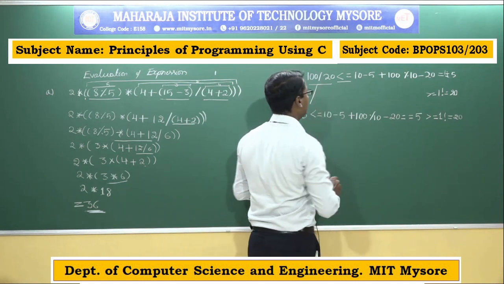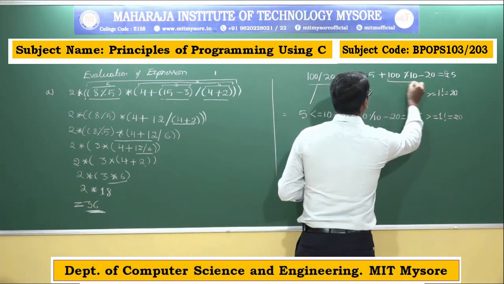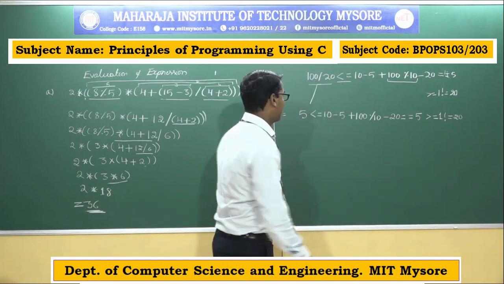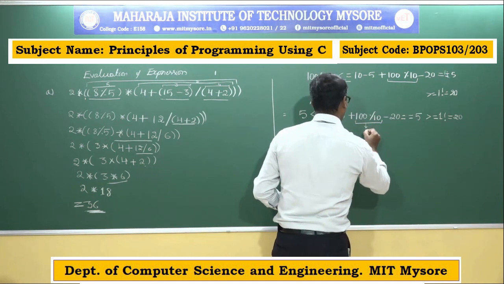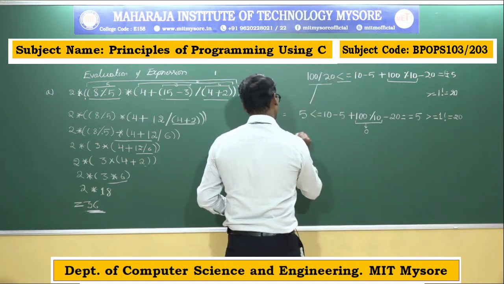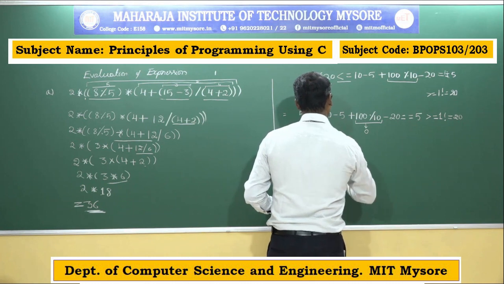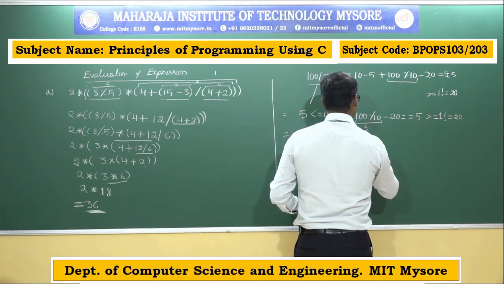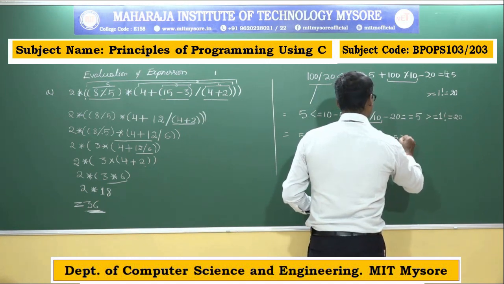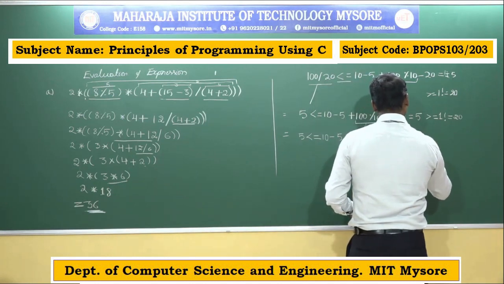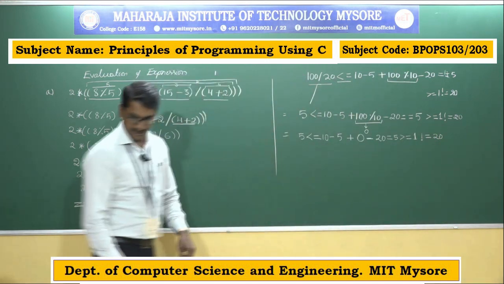Now we have evaluated 100 divided by 20. Next is 100 modulus 10, which returns the remainder value. The remainder value is 0. So the expression becomes 5 <= 10 - 5 + 0 - 20 == 5 >= 1 != 20.